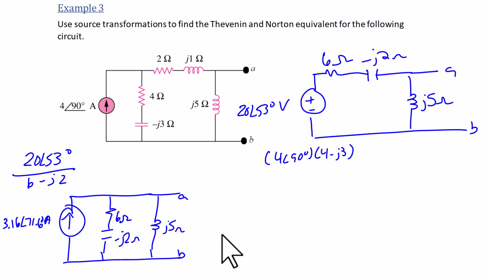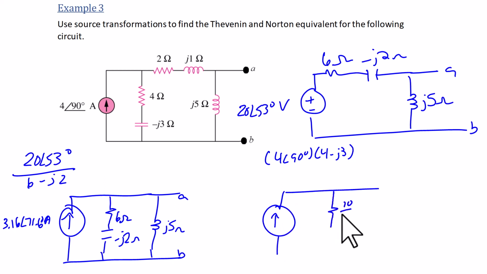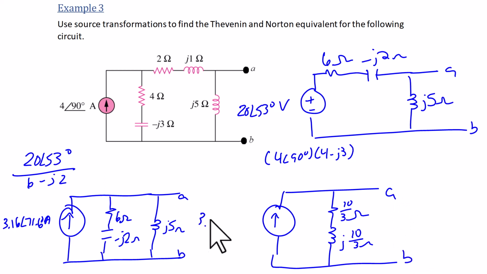Now we're going to combine our impedances. 3.16 with an angle of 71.6 degrees is the current, and when you combine the impedances, you get 10 over 3 ohms plus j10 over 3 ohms. This yields our Norton equivalent circuit, where the current source is 3.16 with an angle of 71.6 degrees, or 1 plus j3 amps.